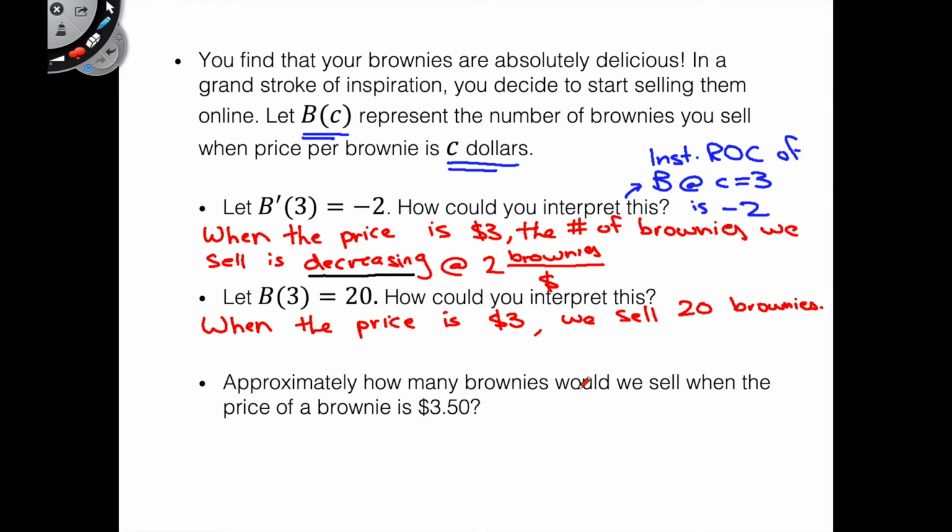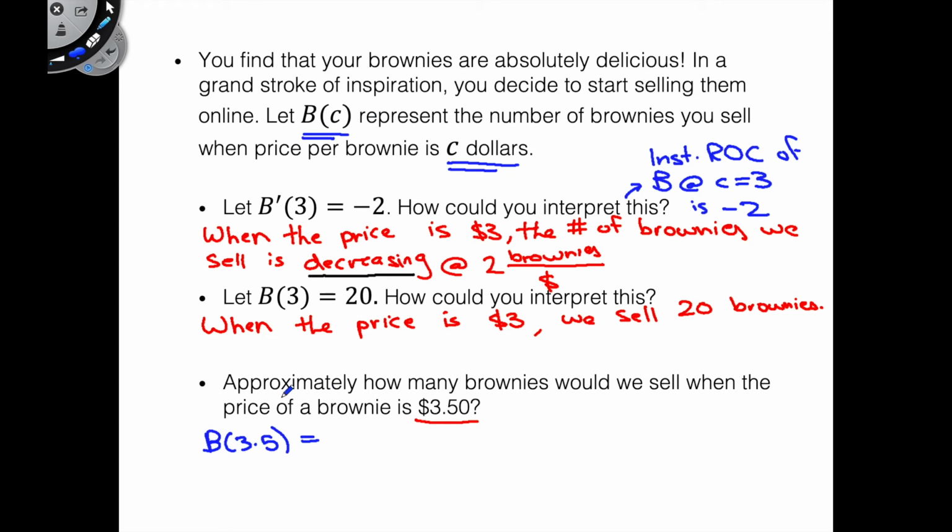Approximately how many brownies would we sell when the price of a brownie is $3.50? This one's a bit of an interesting one, so stay with me. So we don't actually know what the function b of c is, right? Because really what this is asking us for is b of 3.5. We don't know that, because we don't know what b of c is.